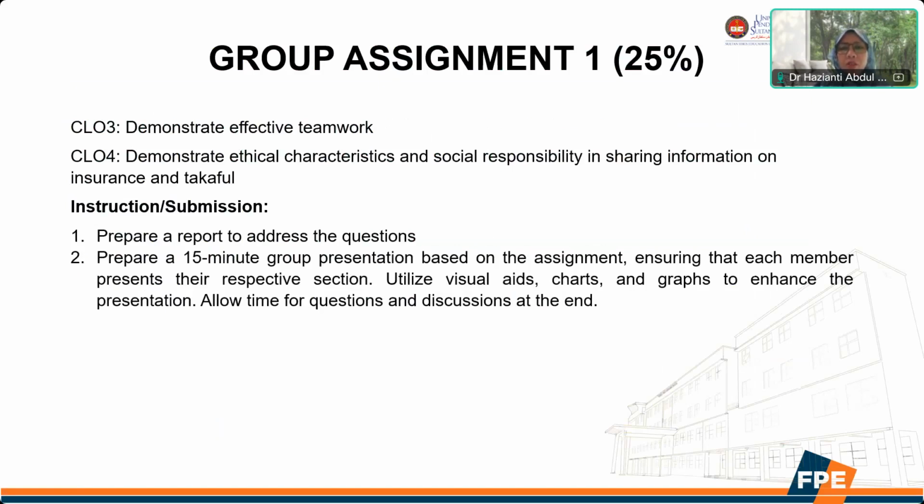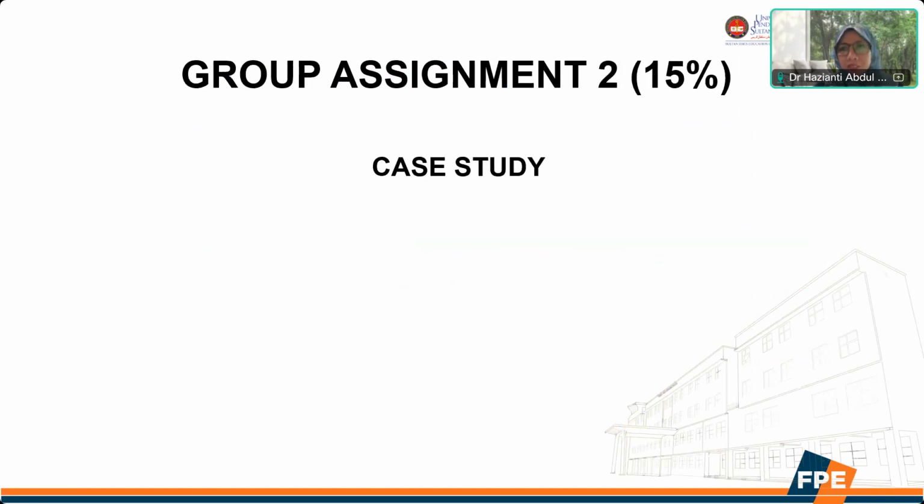So let's say you have 4 in a group, you have to make sure that each member presents their respective sections. And you can utilize visual aids, charts, and graphs to enhance the presentation. You also have to allow a bit of time for questions and discussion at the end of the presentation. But the details will be discussed later. The second group assignment would be a case study. As you all know, we are learning about Takaful as well as insurance planning, so we need to understand that the situation might be different based on different cases.